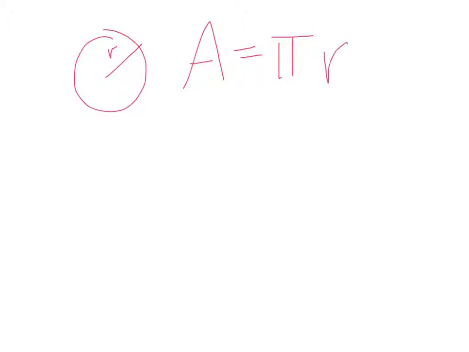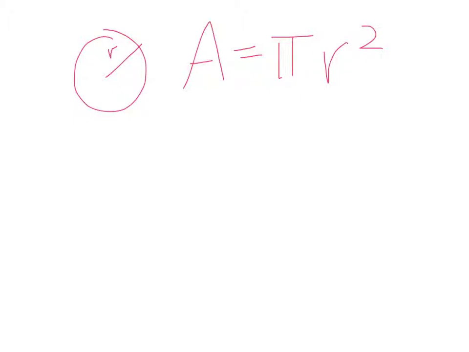Now let's think about this in a more real-world situation. Say you have a circle, and you have the radius r. We've replaced f of x with a. This is the equation to find the area of a circle.